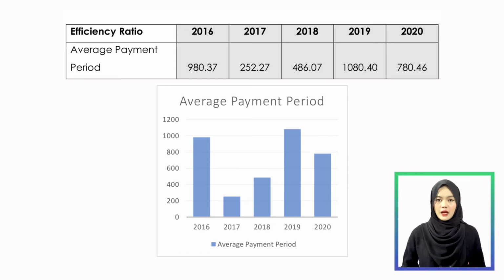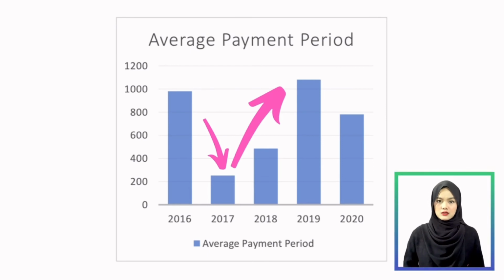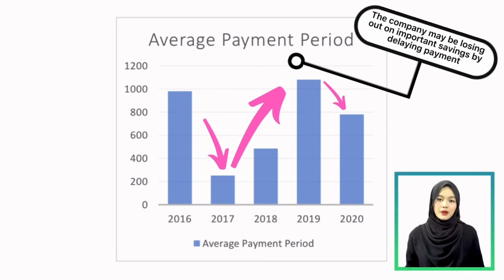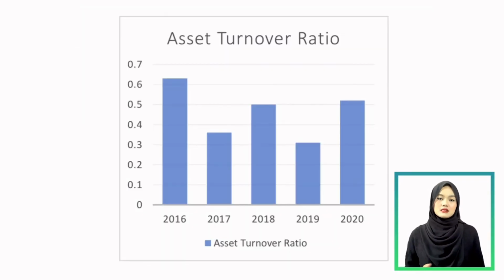Based on the graph and table, the average payment period shows a decreasing period from 2016 to 2017. In 2018, the average payment period increased until 2019 but decreased in 2020. However, if the average payment period appears to be rather long, the company may be losing out on important savings by delaying payments. On the asset turnover ratio side, the pattern is the same from 2016 until 2020, where it decreased and increased and keeps repeating the same pattern in the following years.